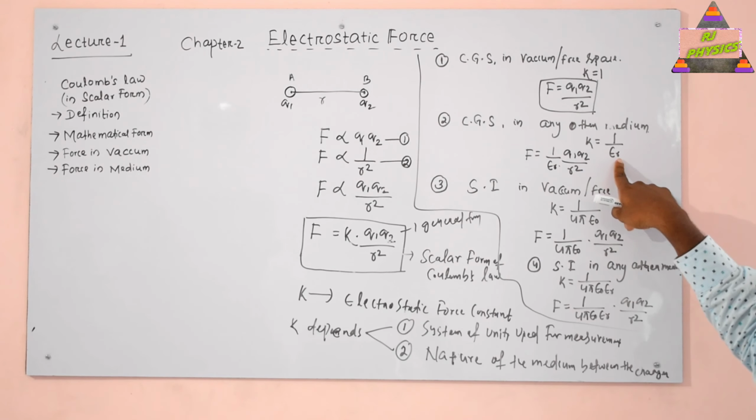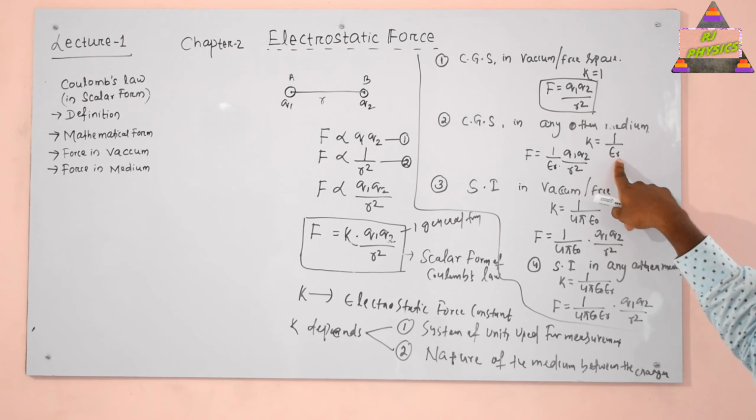Third, if the system is SI and the charges are placed in vacuum or free space, then the value of k is equal to 1 by 4 pi epsilon naught. So the formula will become F is equal to 1 by 4 pi epsilon naught q1 q2 by r square. This formula is very, very important. Maximum numericals will be based on this formula, F equal to 1 by 4 pi epsilon naught q1 q2 divided by r square.